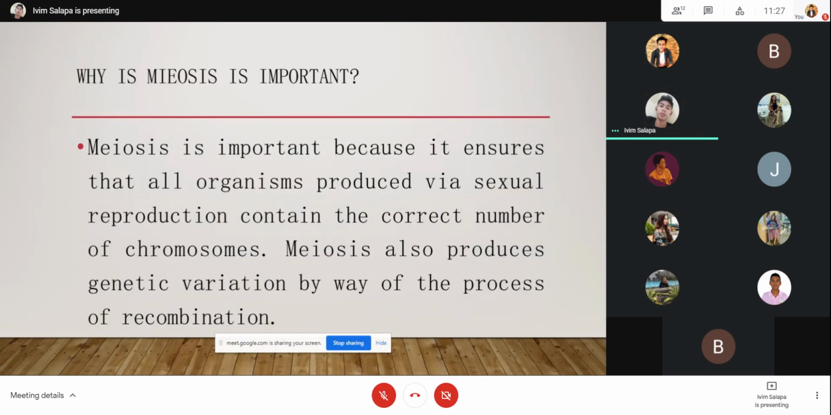The importance of meiosis is that it ensures that all organisms produced via sexual reproduction contain the correct number of chromosomes. Meiosis also produces genetic variation by way of the process of genetic recombination.